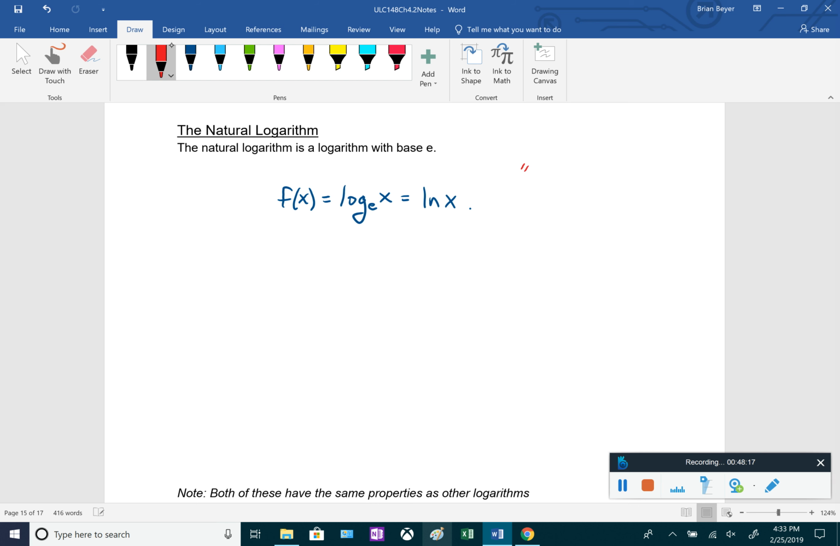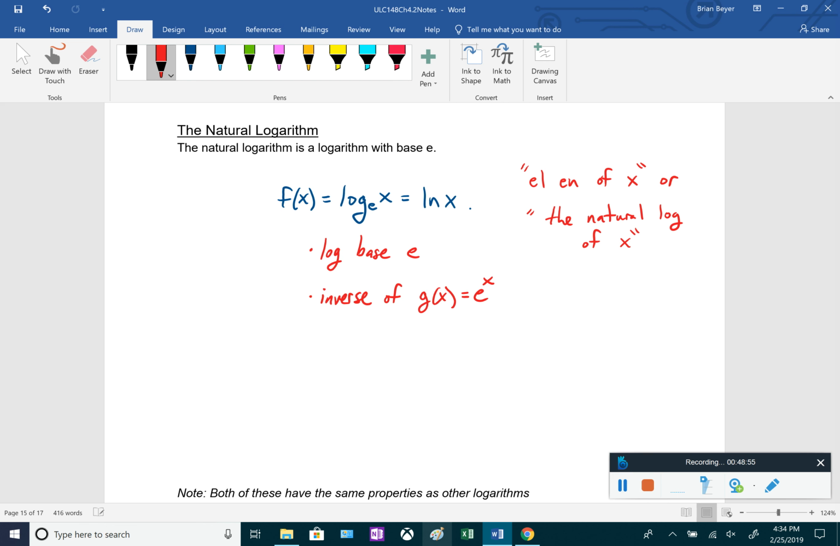So just like I'm reading this right now, you can either read it as ln, like you're reading the letters off, ln of x, or you read it as the natural log of x. Okay, so you pretty much should always be using the ln instead of log base e, but they mean exactly the same thing. So this is going to be log base e, and this is going to be the inverse of g of x equals e to the x.